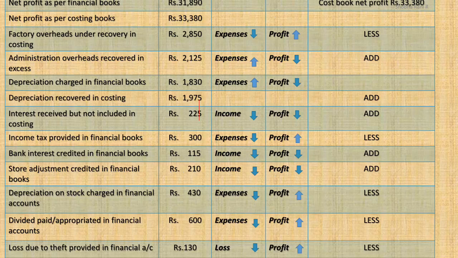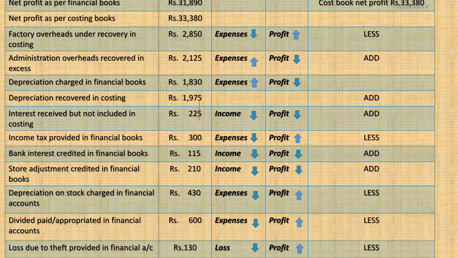Bank interest credited in the financial books is an income and is not recorded in the cost books. This will have the effect of reducing profit as per cost books. Thus, in order to reconcile, this amount of rupees 115 for interest should be added to the costing profit. In simple words, income decreases, profit also decreases, so it has to be added to the net profit as per costing book.